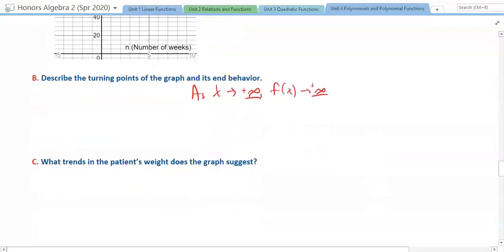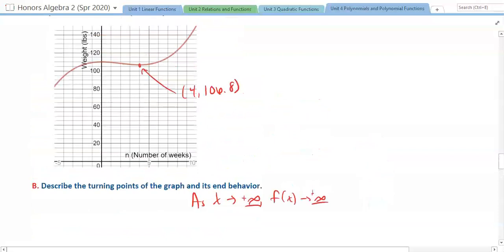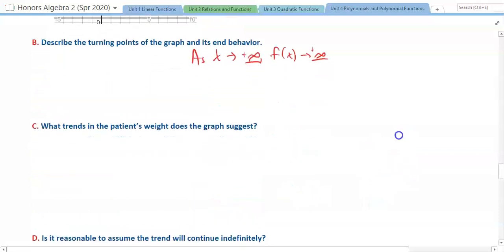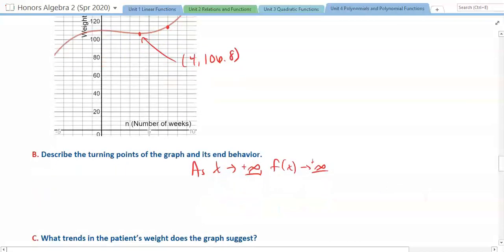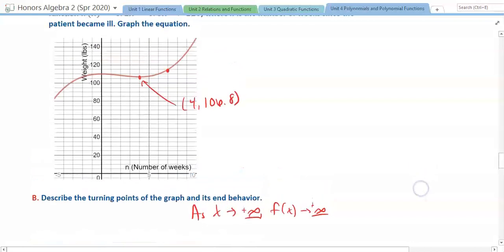Part C, what trends in the patient's weight loss does the graph suggest? It looks like during the first couple of weeks they lose a little bit of weight, and then the last 3 weeks, so this is where week 7 is, they do look like they're gaining some weight back. The question is that when they get to the end of 7 weeks, are they going to stop this project or not? But the weight gain that this graph shows between week 7 and week 10 is not realistic to this model.